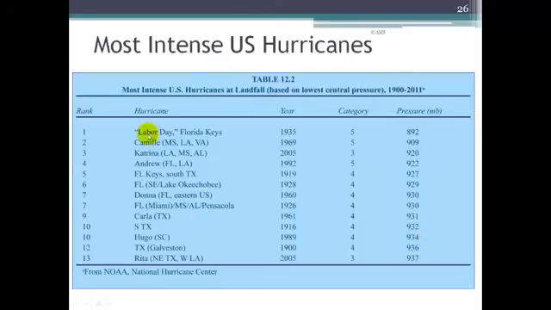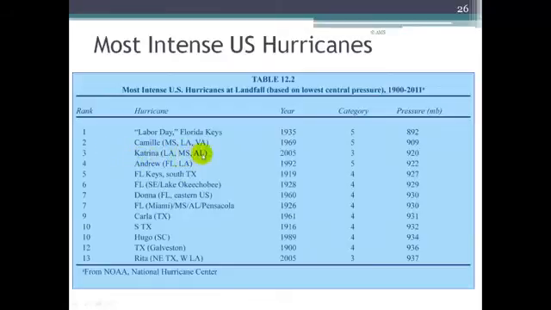So the lowest pressure was recorded in 1935, and what's called the Labor Day hurricane, before they were naming them the way that we do now. This happened in the Florida Keys. Look at that low pressure, 892 millibars, unbelievably low. Category 5 hurricane. And you can go on down the line.